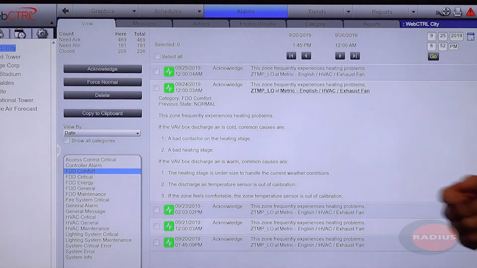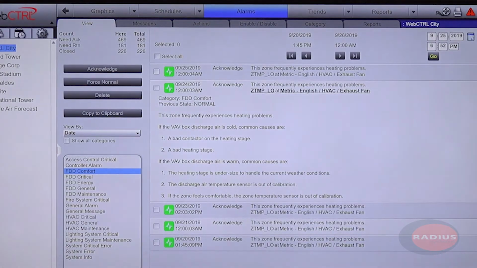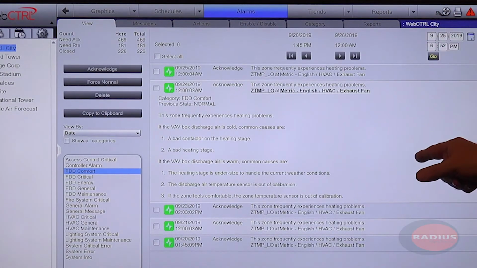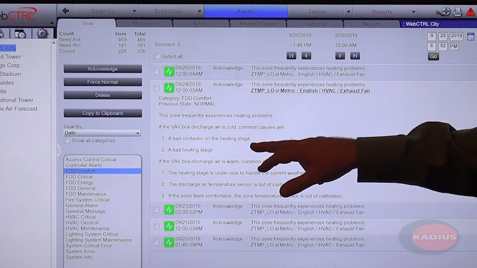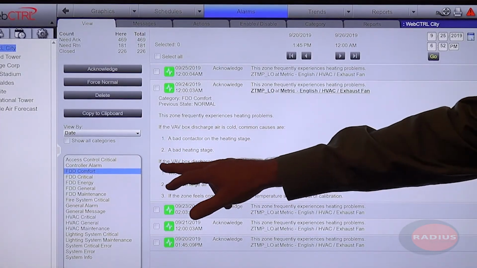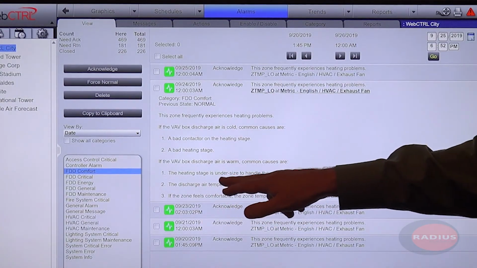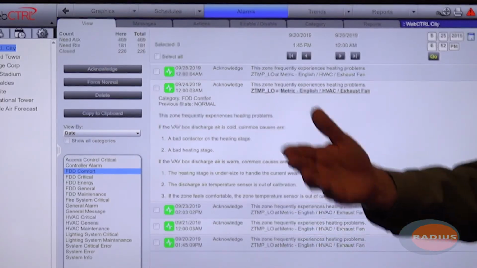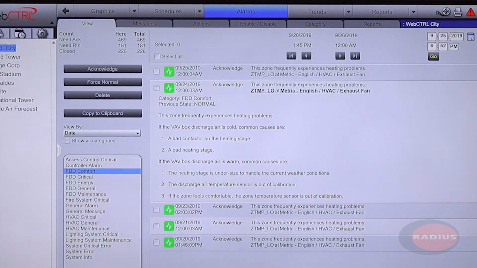Not just it's hot, we're an alarm. It's hot, it's coming from this piece of equipment. These are the common causes. So bad contactor in the heating stage, bad heating stage. VAV box discharge air is warm. Common causes are the heating stage is undersized, and as Scott alluded to, unable to handle the weather conditions, right?